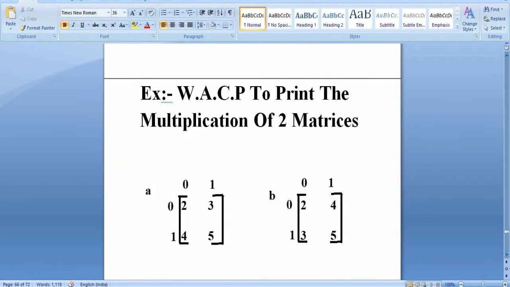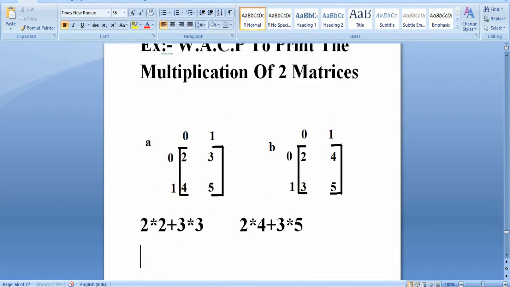Let's observe. The 0th row 0th column of A, that is 2, is multiplied with the 0th row 0th column of B, which is 2, plus the 0th row first column of A, which is 3, multiplied with the first row 0th column of B, which is 3. So 3 into 3. This is the first element of the C matrix. Similarly, the 0th row 0th column of A, that is 2, is multiplied with the 0th row first column of B, which is 4, plus 3 multiplied with 5. This is the second element of the C matrix.